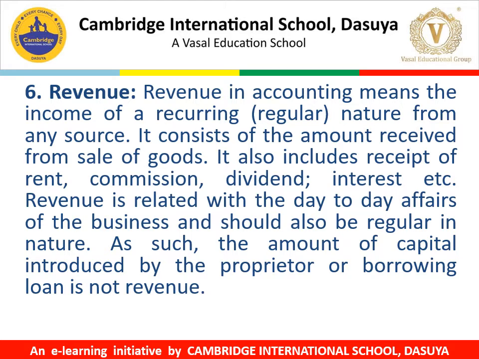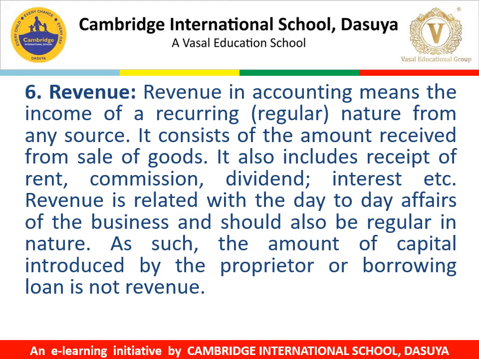Now we will start with the next term, that is revenue. Amount received from the sale of goods and services is called revenue. Anything which we get by selling the goods and the services in which our business deals is called revenue. Revenue in accounting means the income of a recurring, recurring means repeating, that is regular in nature, from any source. It consists of the amount received from the sale of goods and services also.